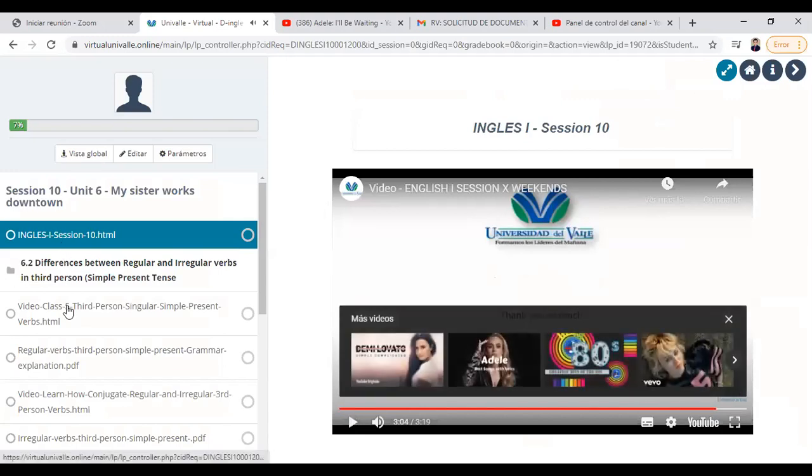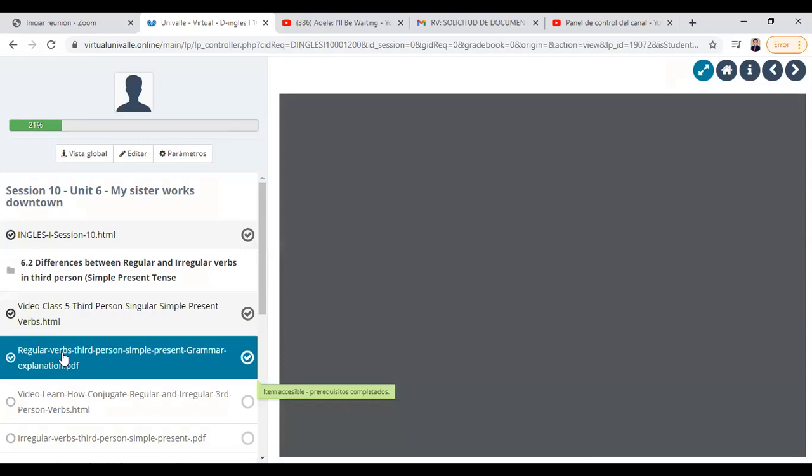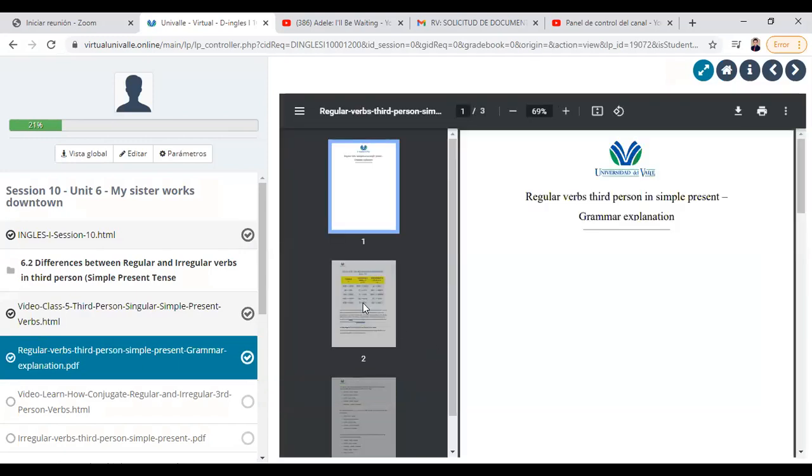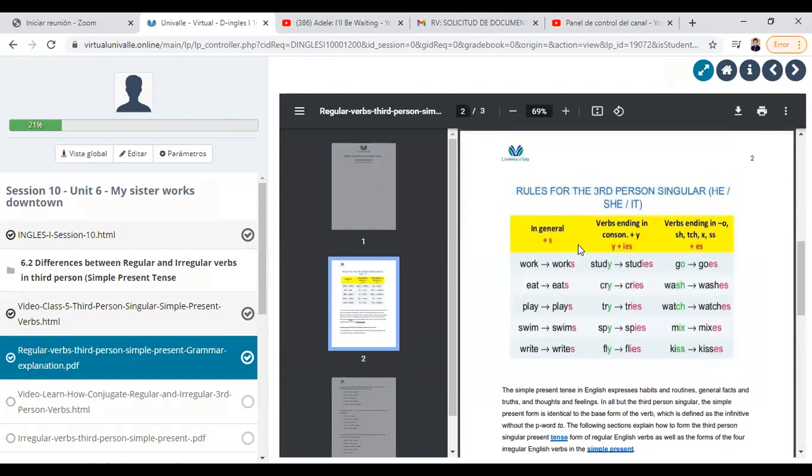I'm going to start with our grammar explanation, regular verbs, third person simple present. Here we have this chart, which is really easy for us to understand when we use the third person singular with the personal pronouns he, she, it. We have some rules when adding the third person singular verb. In general, we're just going to add an S. Examples: work, works; eat, eats; play, plays; swim, swims.